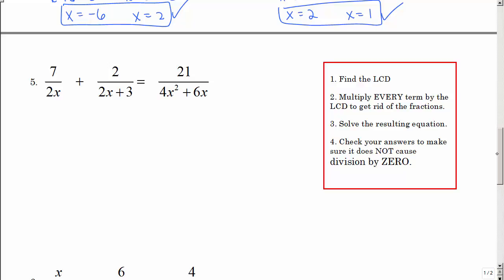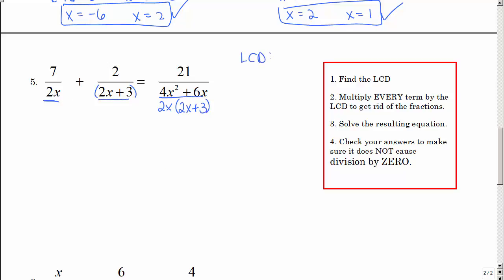Now we're getting into a little bit harder. So we have to find that LCD, which means I have to factor each term. So far I've had nothing to factor. This is a factor, that's a factor, but I have to factor that. It has a GCF, guess what, of 2x times 2x plus 3. 2x times 2x plus 3.